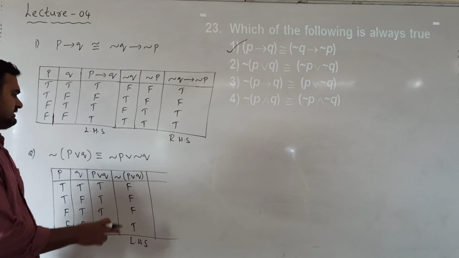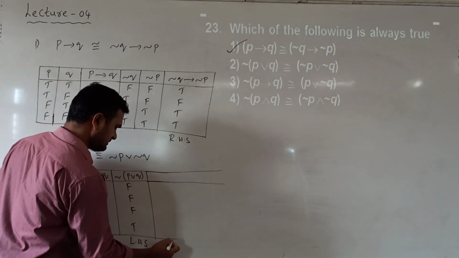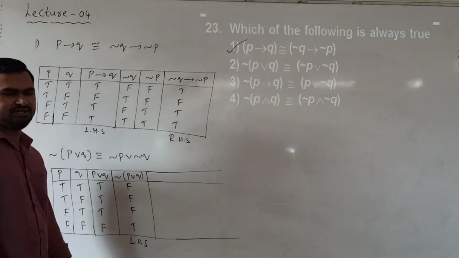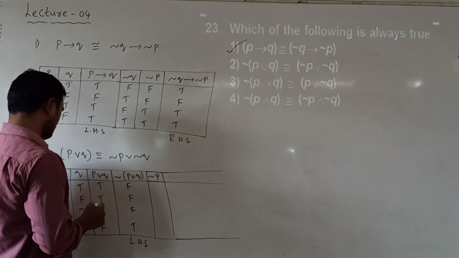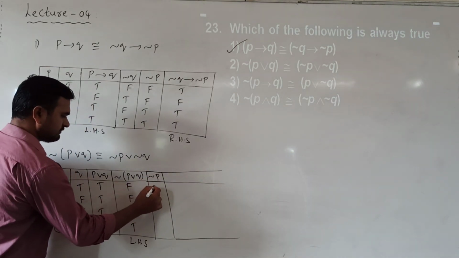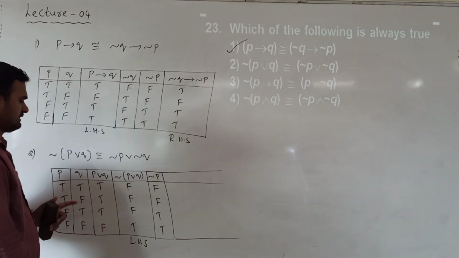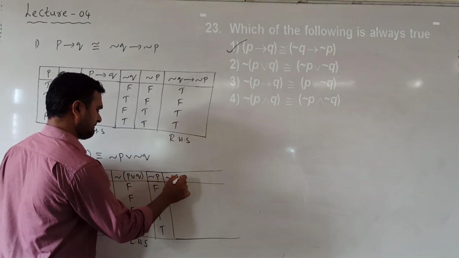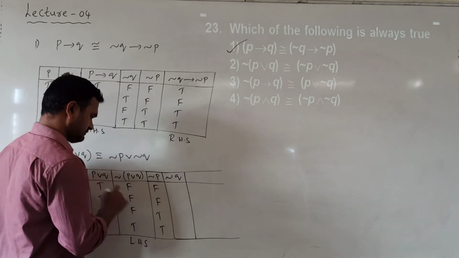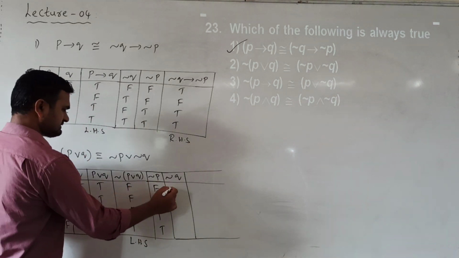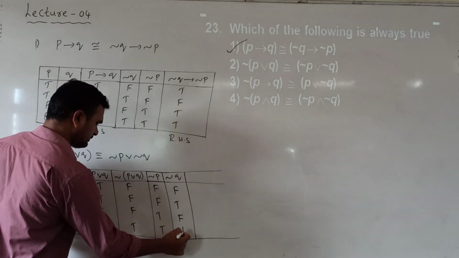Now find the right hand side: negation P or negation Q. We don't have negation P and negation Q, so first let us find the negation of P and Q. Negation of P will be false, false, true, true. Negation of Q will be false, true, false, true.